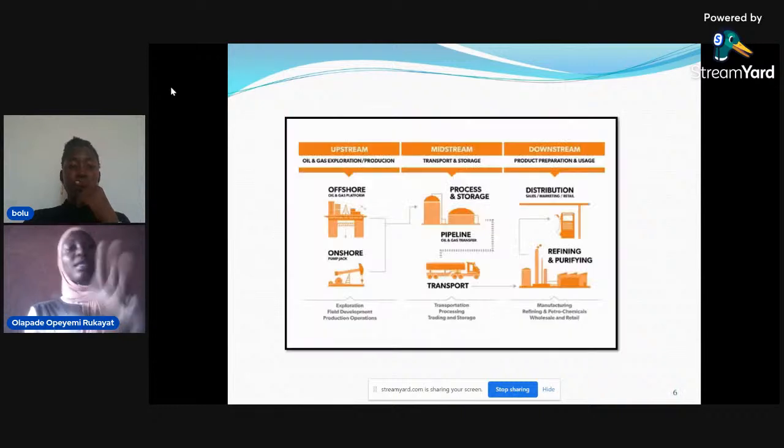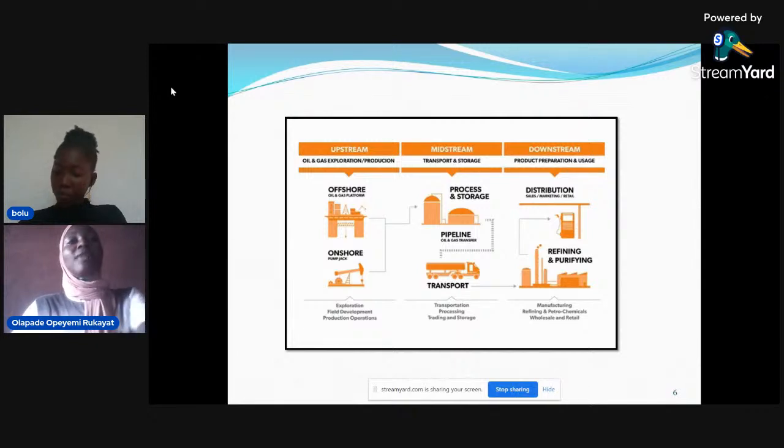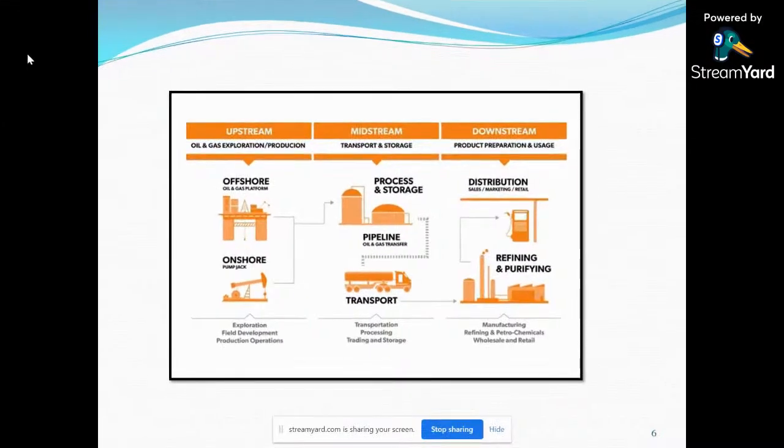And this is just a diagrammatic representation of what I just explained. The upstream, which is the oil and gas, involves oil and gas exploration and production, either offshore or onshore. They are also involved with the field development and production operations. In the midstream, we have the transport and storage, like I said, either through pipelines or through trucks. And the downstream is involved with the distribution, sales, marketing, and purifying and refining of the crude oil and natural gas, as I had explained.